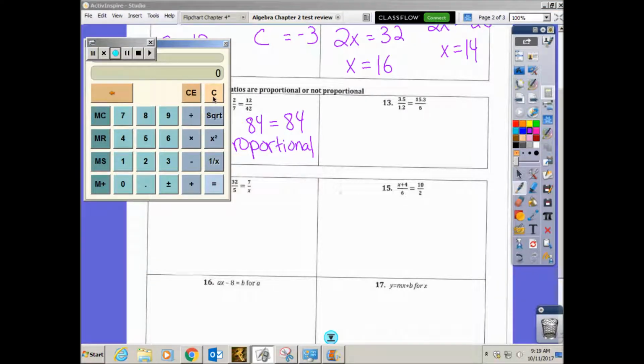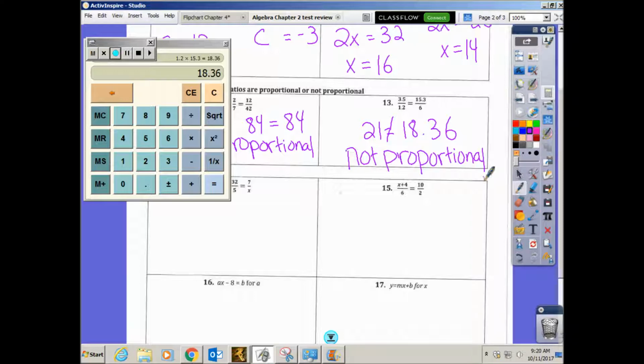For the next one, and it doesn't matter which ones you do first, this one I'm going to do 3.5 times 6 is 21. And 1.2 times 15.3 is 18.36. So basically, I'm multiplying one numerator and one denominator times each other. Those are not the same. They do not equal each other. So I'm showing and I'm writing.